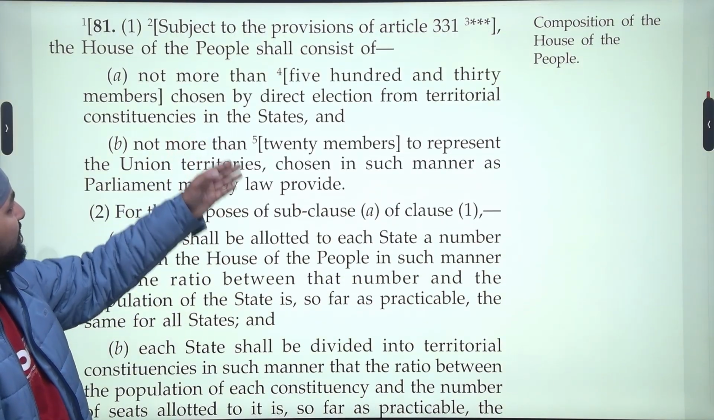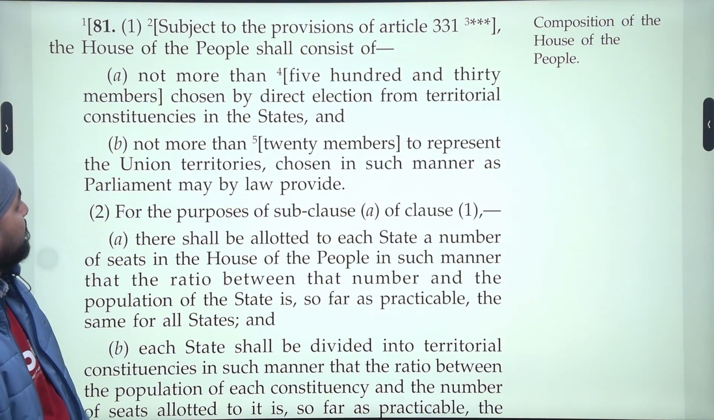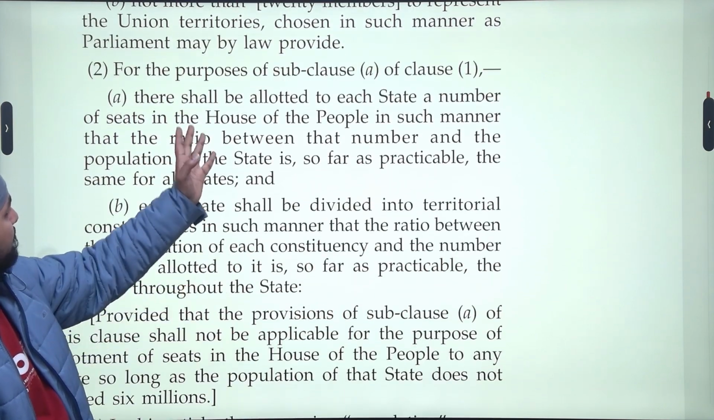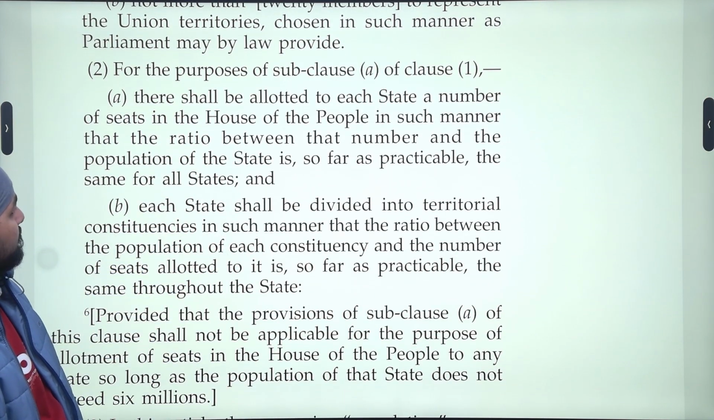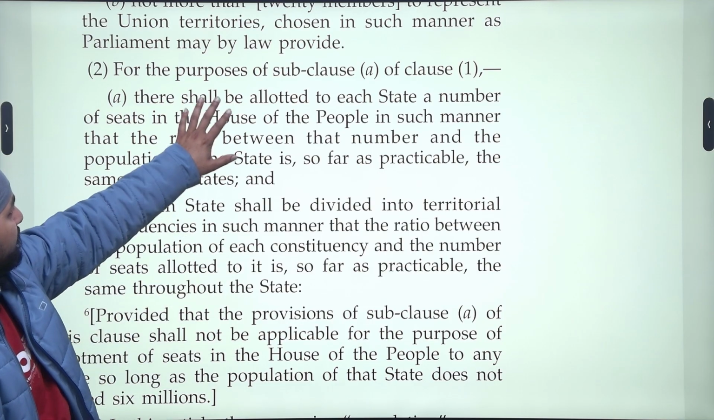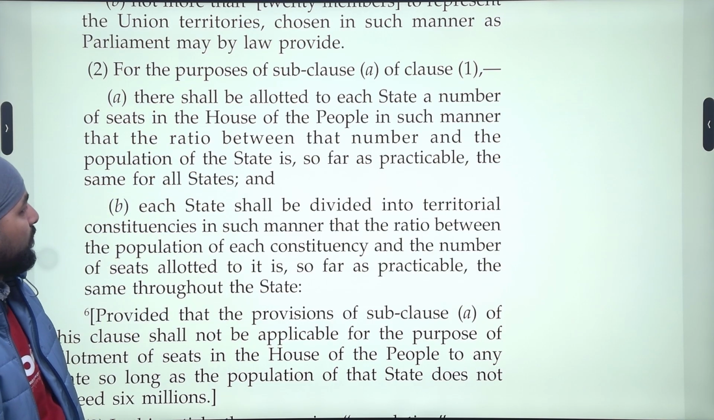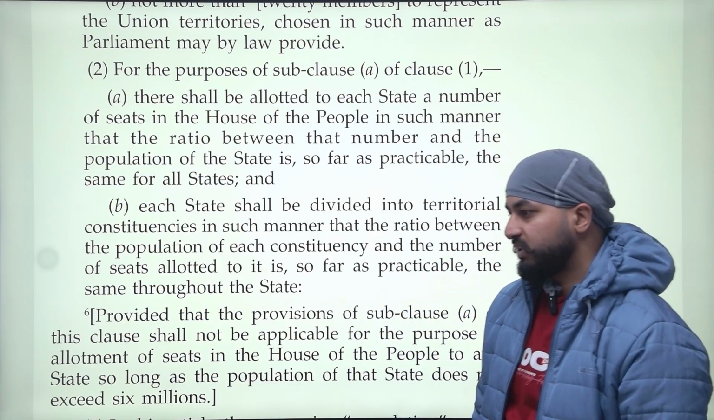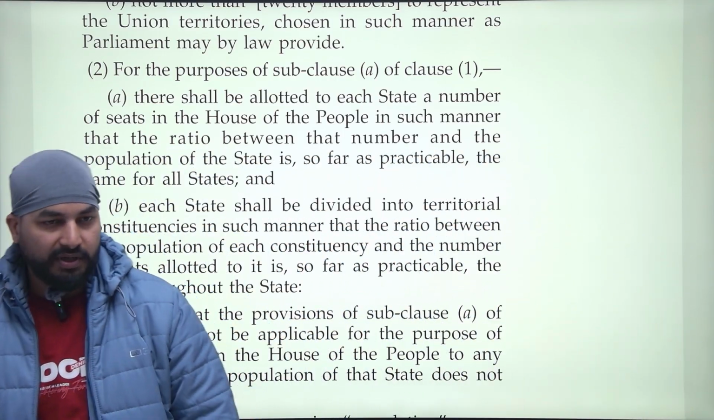House of the People shall consist of this. Okay, you can see this. This is for maintaining the ratio of population versus the number of members they have been assigned. So it has to be in uniformity.